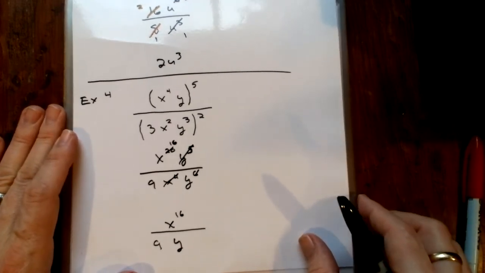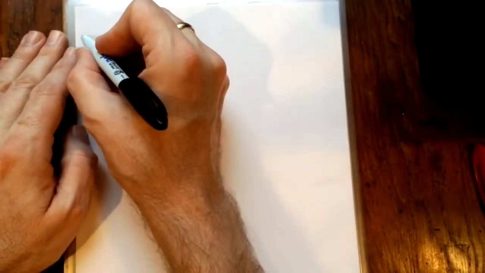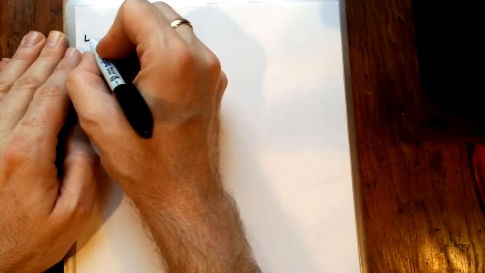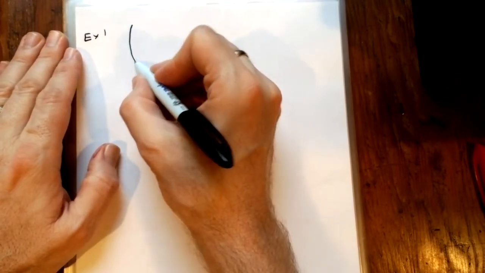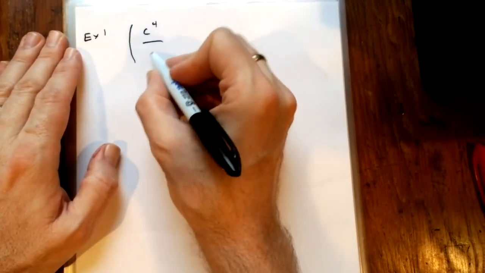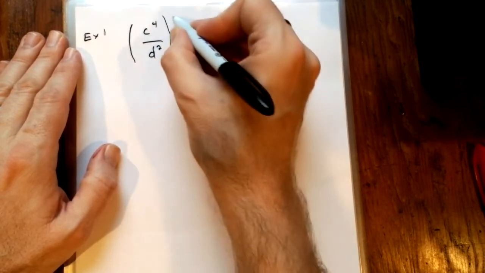Let's talk about some examples involving our negative exponents. And with negative exponents, I'll usually tell folks to resolve the negatives first and then simplify, but if you can, resolve those negative powers first. So here's our first example of our negative exponents. I'm going to do c to the fourth over d squared, all to the negative 2.